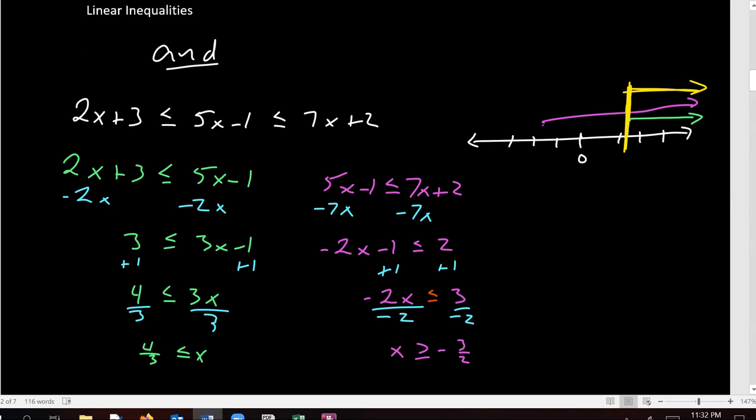So the interval starts at 4/3, and it includes it because we have that equal to part. So I'm going to use a bracket, and then it goes out toward infinity. So this was a compound inequality. When I write in interval notation, I always use a number line to do that.